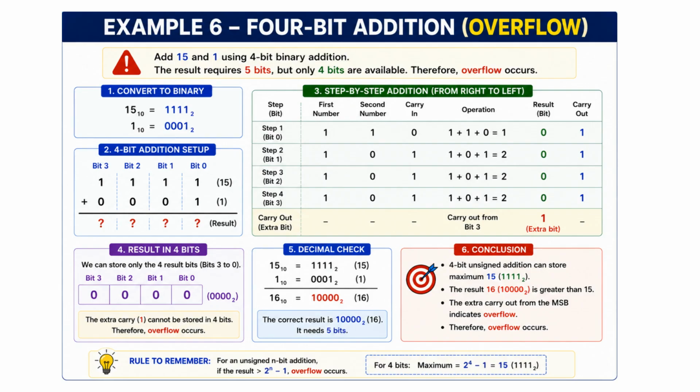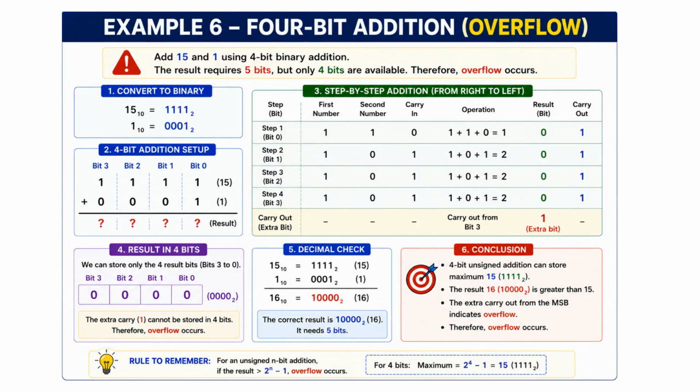Let's look at one more example of overflow. This time, we are adding 15 and 1. First, convert them to binary. 15 is 1111, and 1 is 0001. Now, add the numbers, starting from the rightmost bit. The correct binary answer is 10,000. Let's check the decimal values. 15 plus 1 equals 16, and 16 in binary is 10,000.